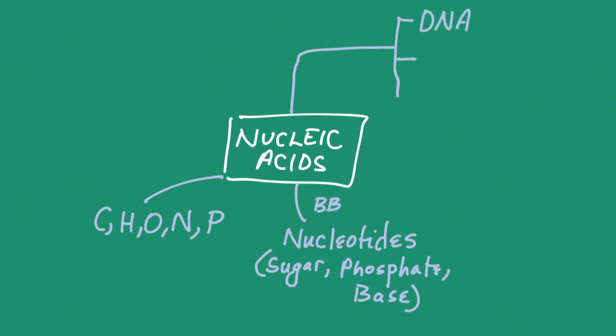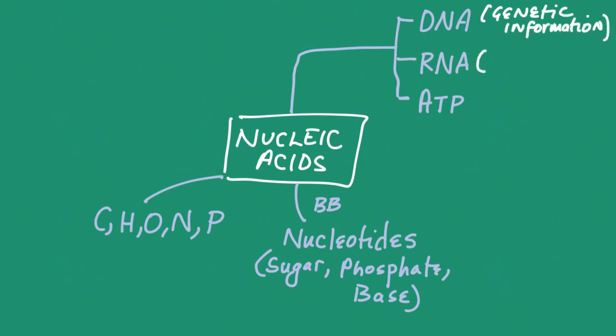The 3 classes of nucleic acids are DNA, RNA, and ATP. The function of DNA is to carry genetic information. The function of RNA is to carry out protein synthesis. ATP is the energy currency of the cell.